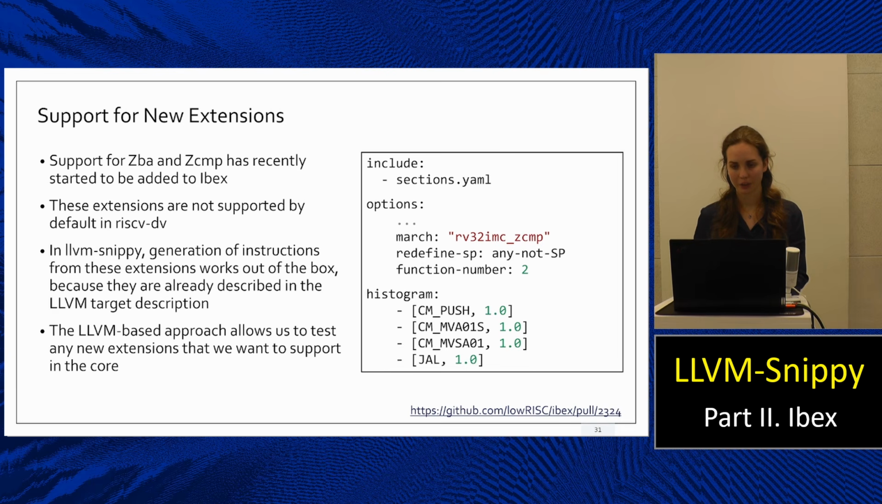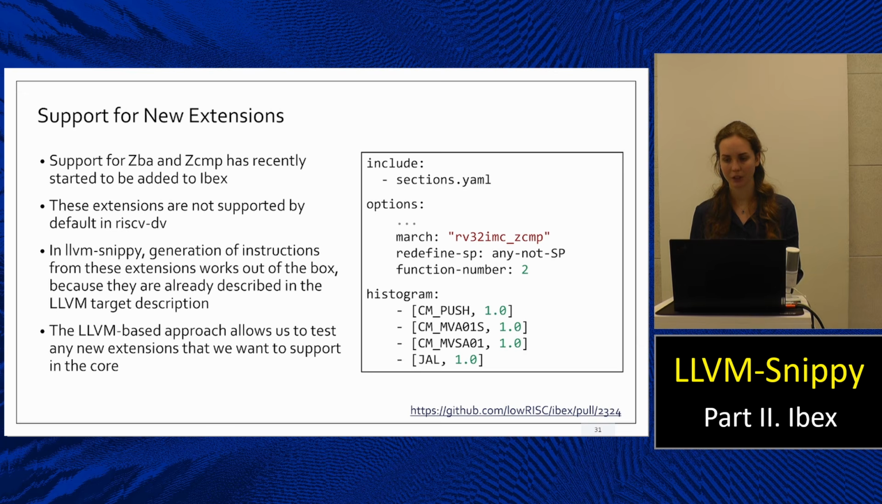Ibex is gaining support for compressed and bitmanip extensions, for example, ZBA and ZCMP. The generation must be able to produce these instructions and include them in scenarios. In riscv-dv, such extensions are not supported by default, so instruction descriptions and generation support must be added separately. An example implementation is shown in the PR linked at the bottom of the slide.